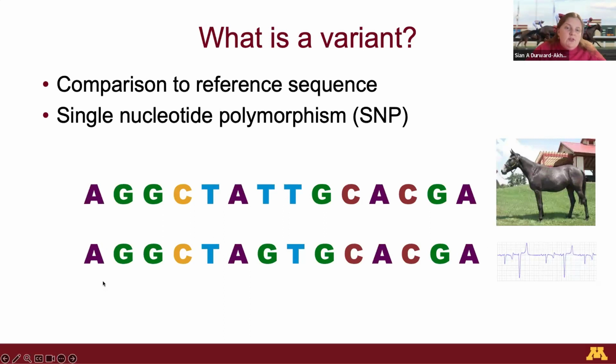And then this is the sequence of the horse that we're interested in with an arrhythmia at the bottom. You can see here that the horse that we're interested in has a G in comparison to the reference genome, which has a T. This is an example of a single nucleotide polymorphism, which you may have heard being called a SNP. There are many other different types of variants, but I'm just going to focus on SNPs today because I'm quite sure you don't all want to listen to an explanation of Genetics 101 at this time of night.